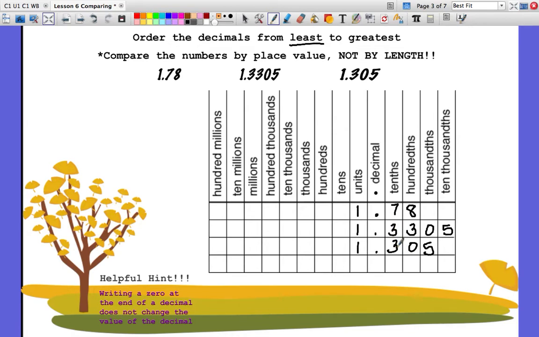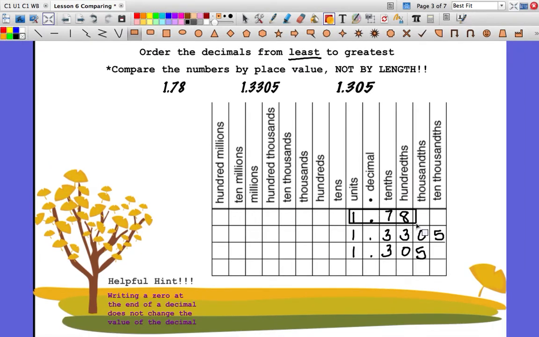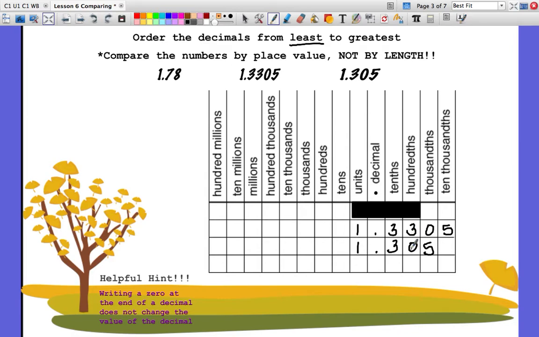Now we have a 3 and a 3, so we move to the next column. The next column tells me I have a 3 and a 0. Because we're not looking at this top number just yet, I'm actually going to block that out just for the time being so that we don't get confused. Now, because I have a 3 and a 0 here, I know that 0 is smaller than 3, so this number right here has to be smaller than this number up here. So I know that my first and smallest number is 1 and 305 thousandths.